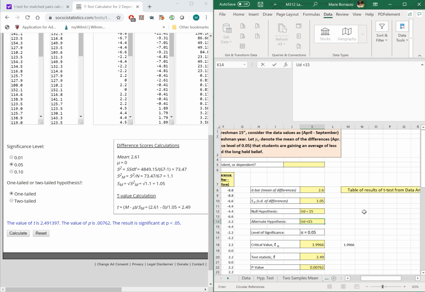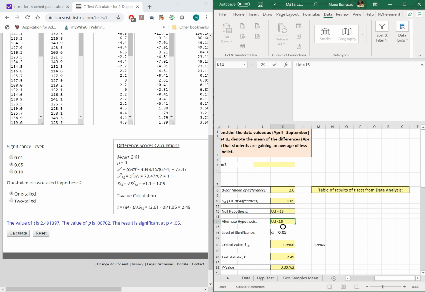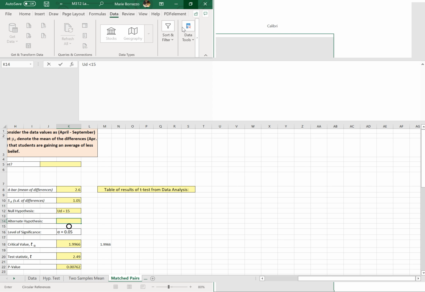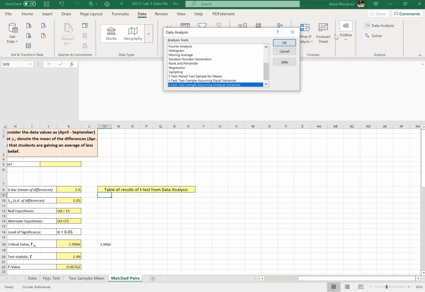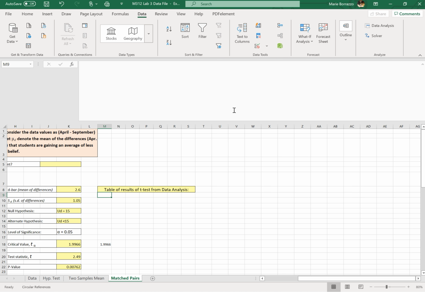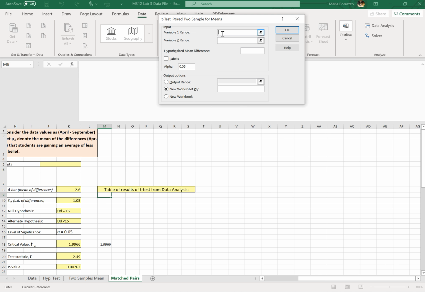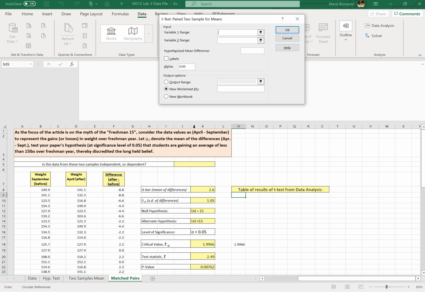Alright, now the table of results. This is where the computer comes in to do everything we've done using calculators, and I'm giving you various ways you can approach this. Again, this is a matched pair, so we're going to go with paired samples, then OK, and then we input our range.